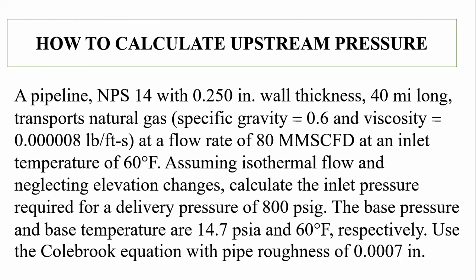Use the Colebrook's equation with pipe roughness of 0.0007 inches. Now, so let's write down the given data. So the given data are, now we have the NPS, that is the pipe size, is 14 inches. Let me say D is equal to what? 14 inches.